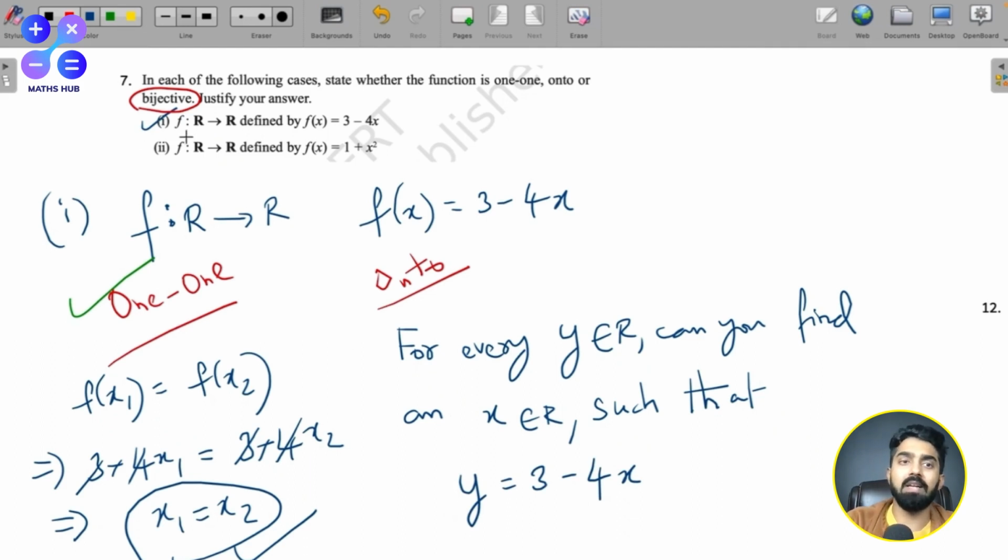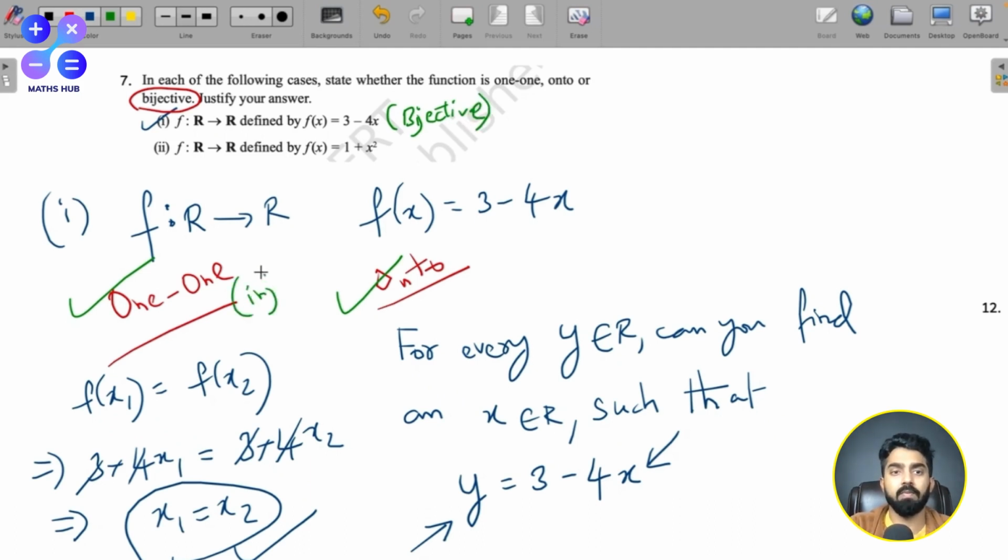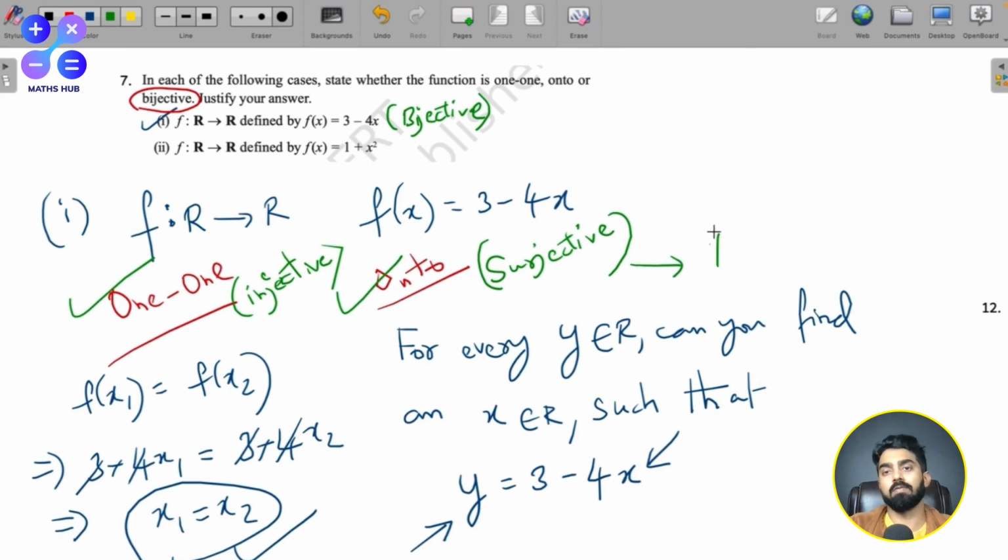So can you find an x for every y? Of course, right? Because we have the entire set of real numbers. For every real number of x that you put in here, you will get a unique value of y. So you will be able to find an x for every y, and that makes this an onto function. So since it is both one-to-one as well as onto, this is also a bijective function. As we discussed earlier, one-to-one is also known as injective, and onto is also known as surjective. So this makes it a bijective function.